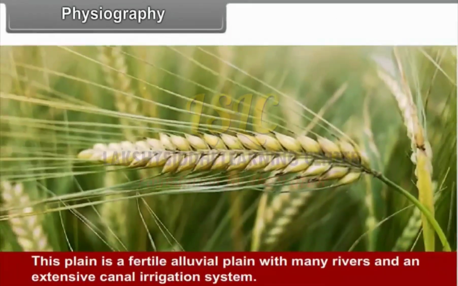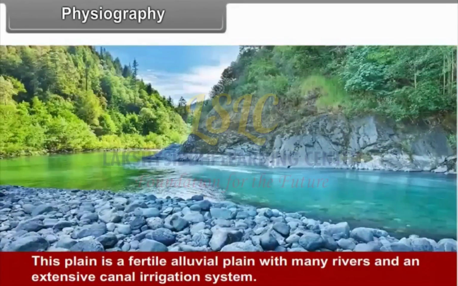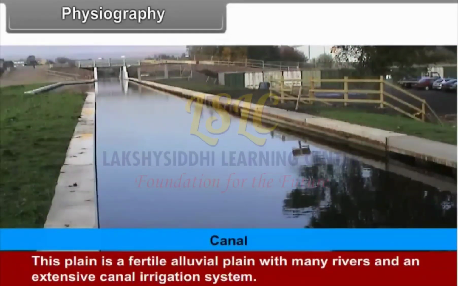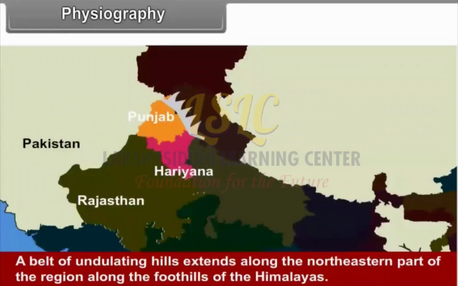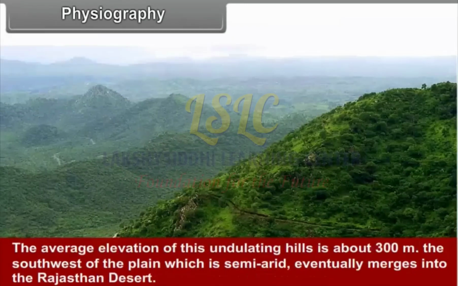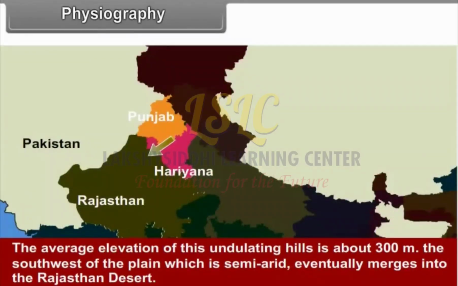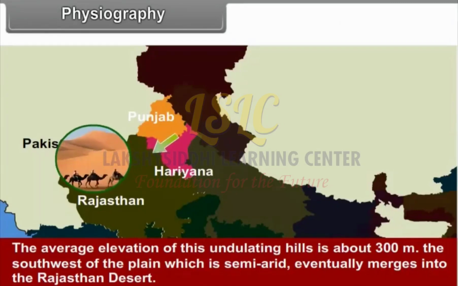This plain is a fertile alluvial plain with many rivers and an extensive canal irrigation system. A belt of undulating hills extends along the northeastern part of the region along the foothills of the Himalayas. The average elevation of these undulating hills is about 300 meters. The southwest of the plain, which is semi-arid, eventually merges into the Rajasthan desert.